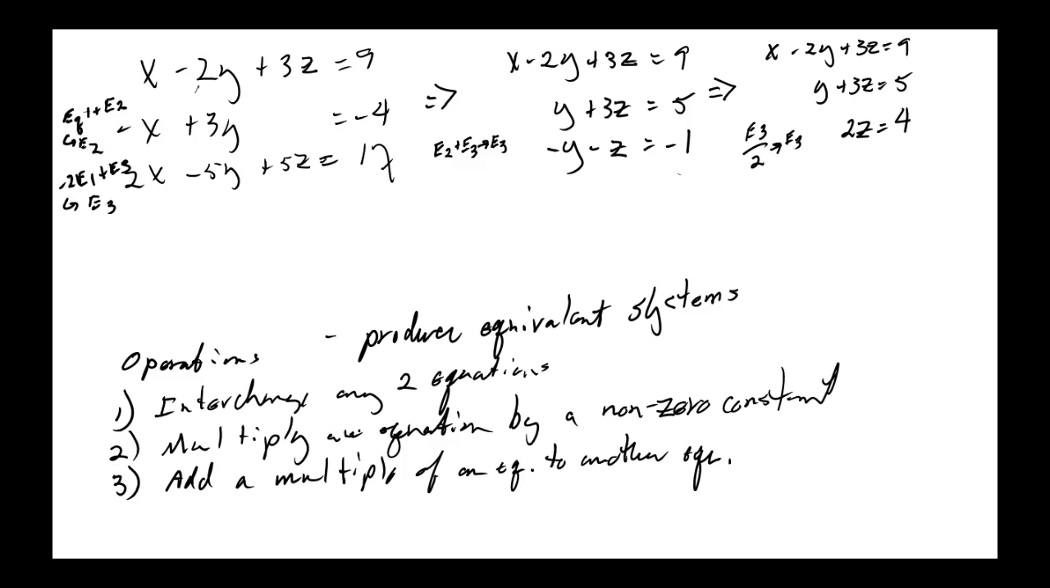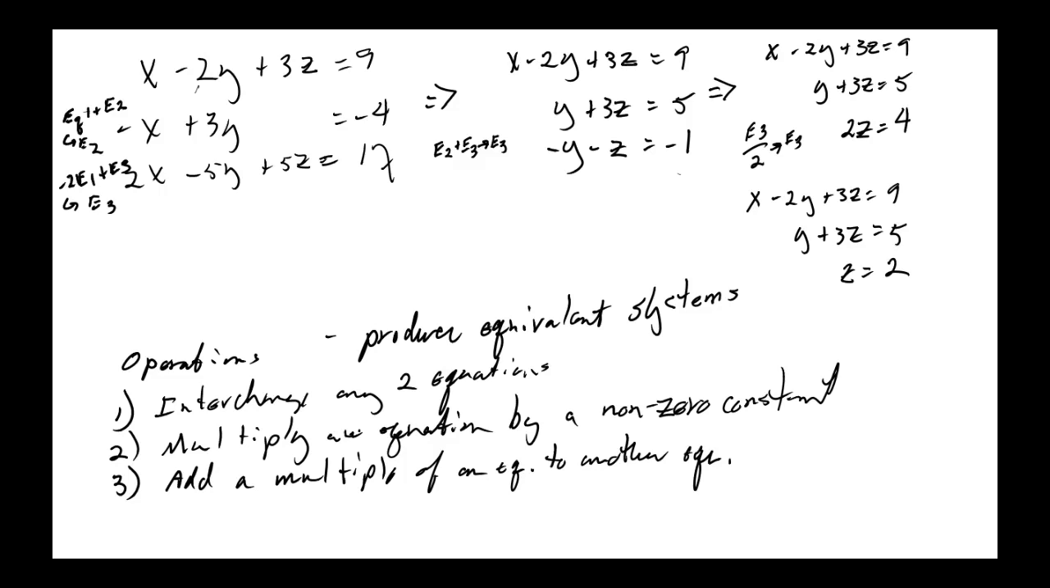So, the new set of equations would be x, equivalent equations, by the way, minus 2y plus 3z is equal to 9. Y plus 3z is equal to 5. And then when you divide the third equation by 2, what do you get? Anybody? Z is equal to 2. And think back on it, that was exactly that other system. That's an equivalent system to this one.